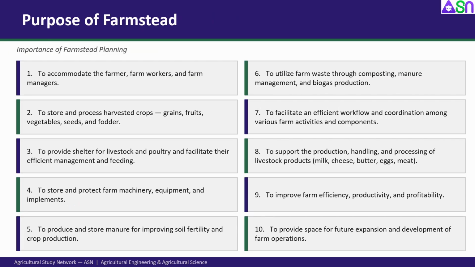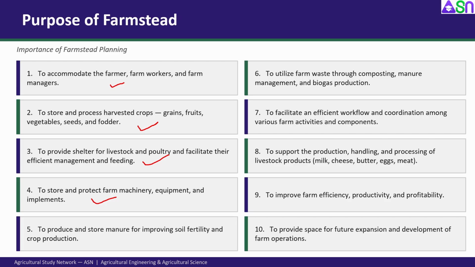There are 10 main purposes of the farmstead. Number one is to accommodate the farmer, farm workers, and farm managers. The farmstead provides housing and working space for all the people involved in running the farm. Next one is to store and process the harvested crops, including grains, fruits, vegetables, seeds, and fodder. Number three is to provide shelter for livestock and poultry and to facilitate their efficient management and feeding. Farmstead helps to store and protect farm machinery, equipment, and implements.